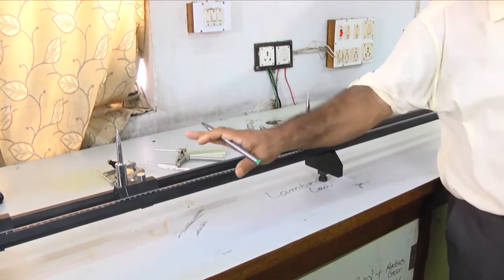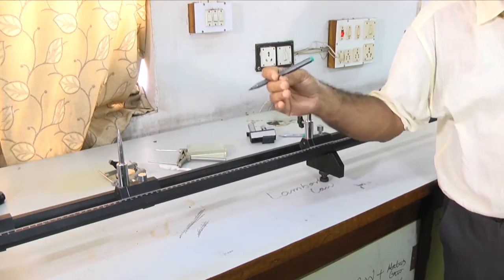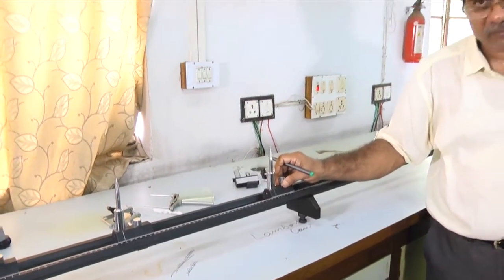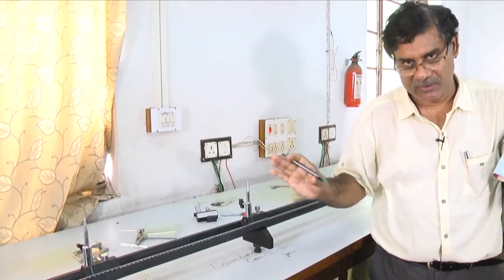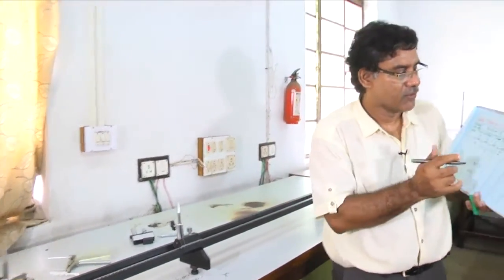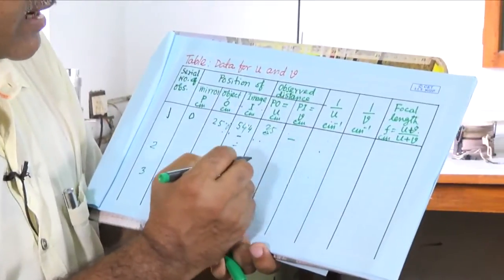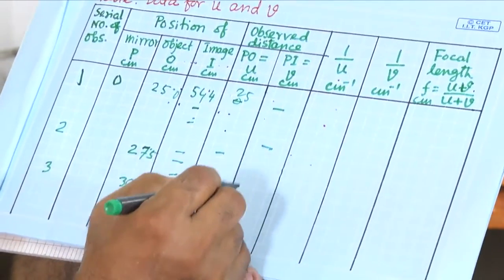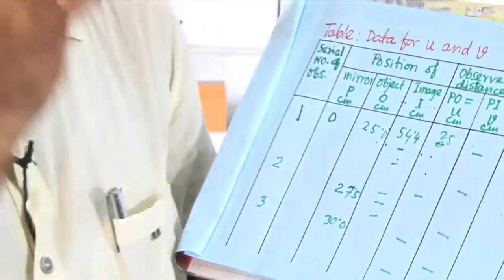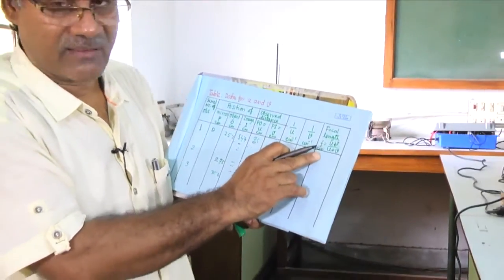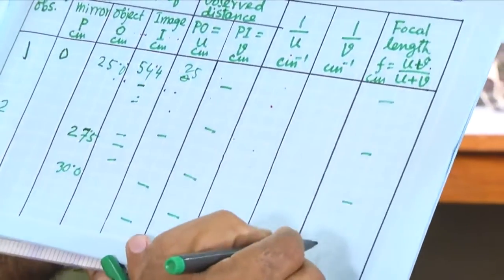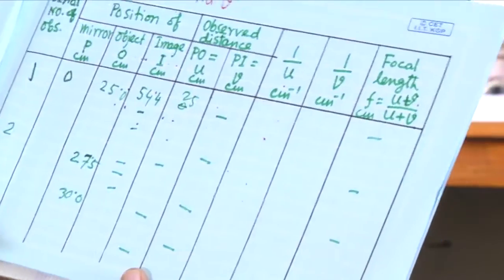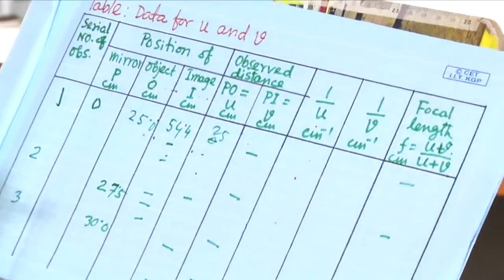So for each object distance u, you have to find the image distance v following the method I described. You will get data for different u and different v. Then you can calculate f, and take the average of f; that will be the focal length. So this way one can find it.